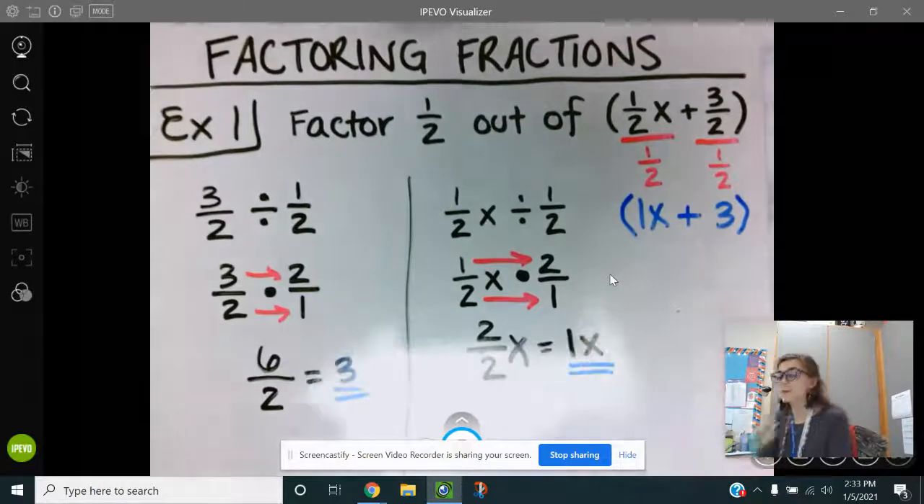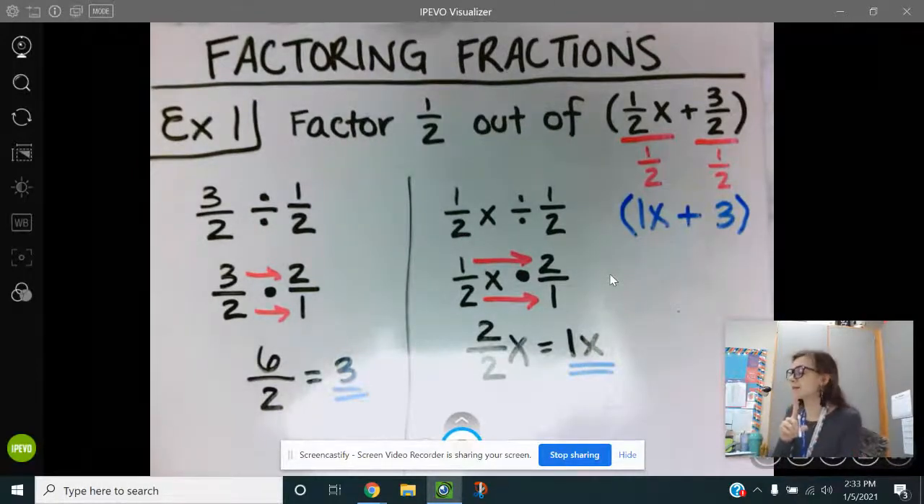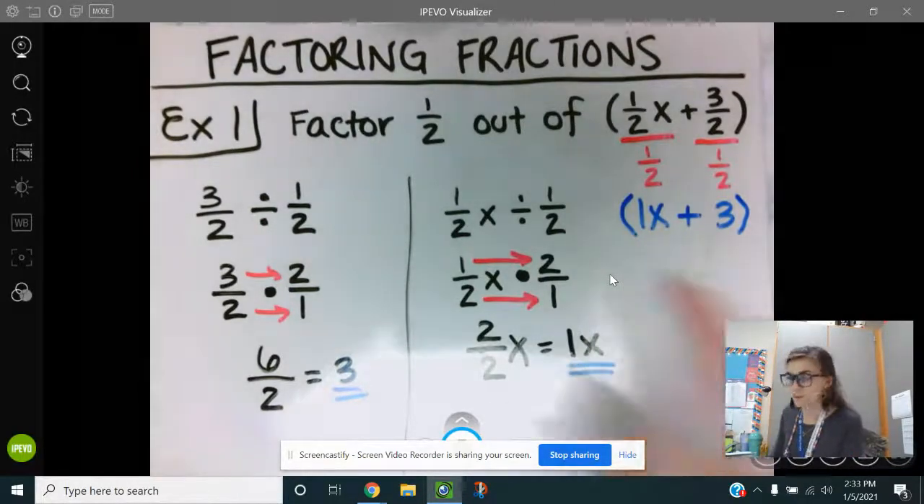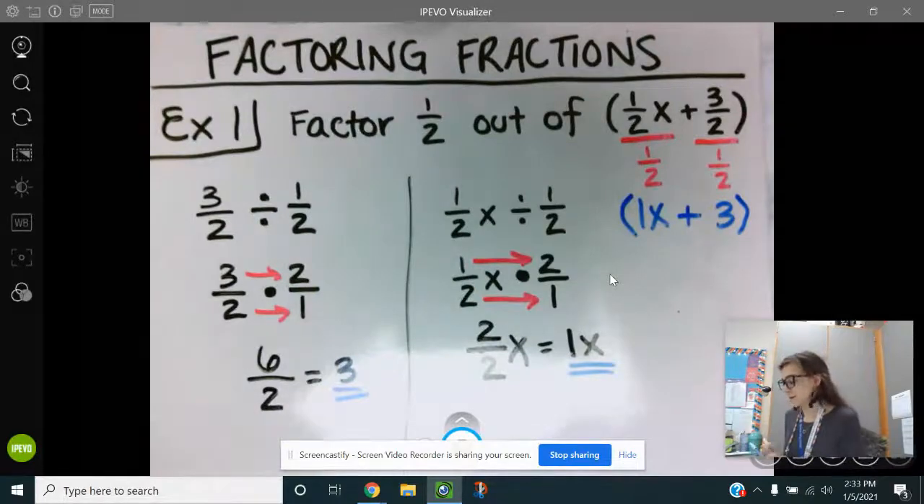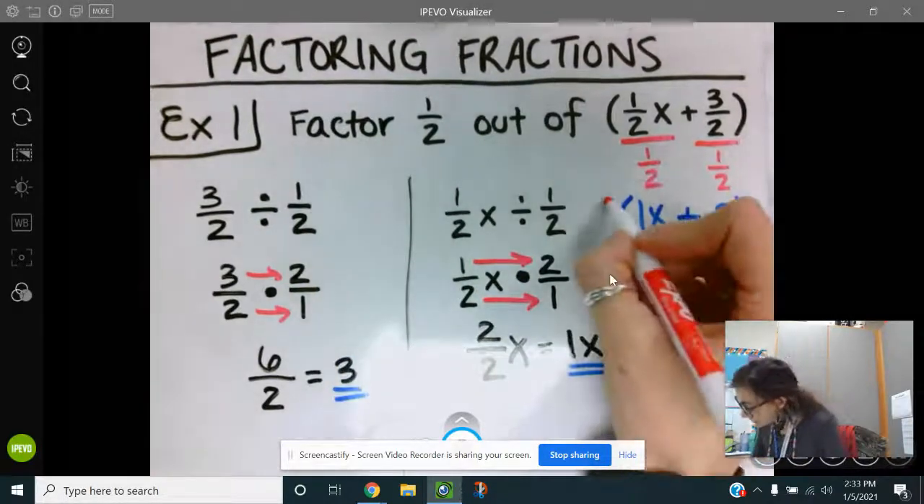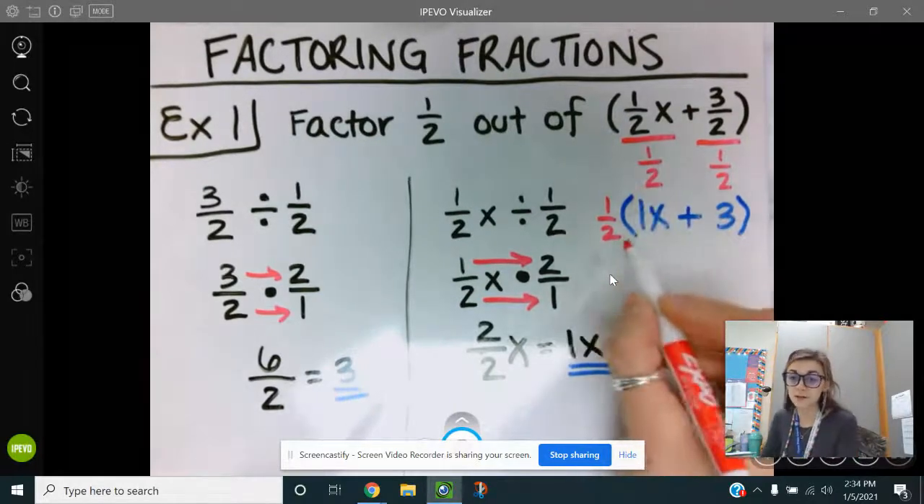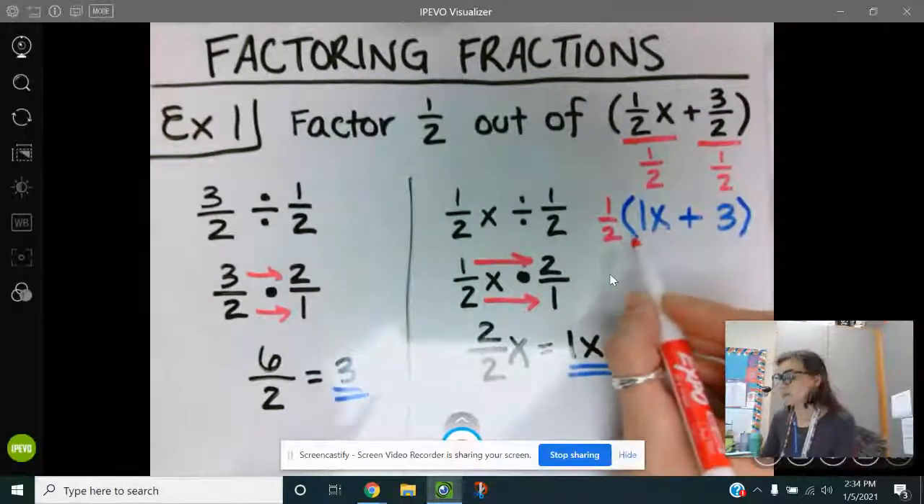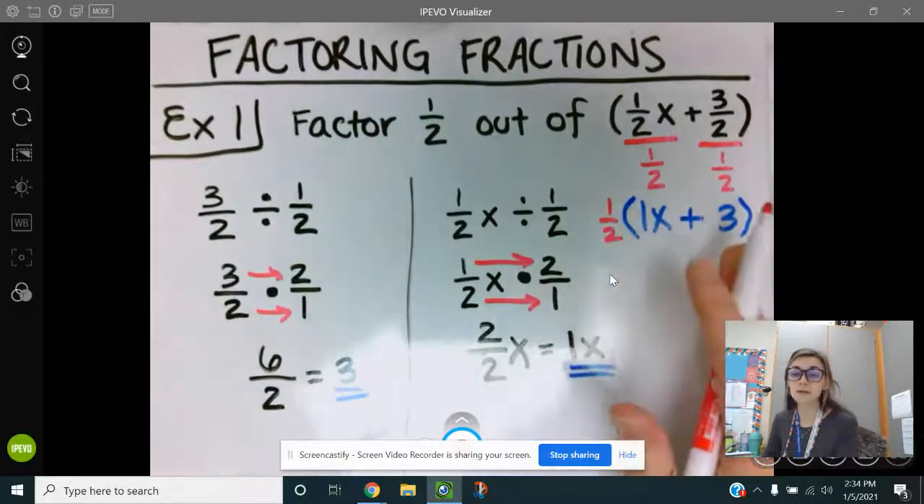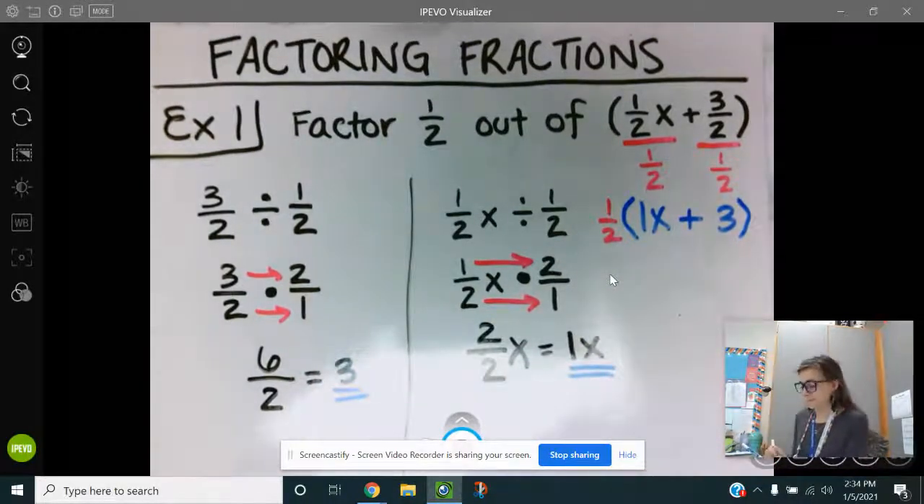What am I missing? Think about it. Answer me. I know you're answering me. What are we missing? We are missing the 1/2 that goes out here. We divided by that 1/2, so we need to put it back in here. We need to put it back as multiplication, or else our answer is going to be completely different, right?